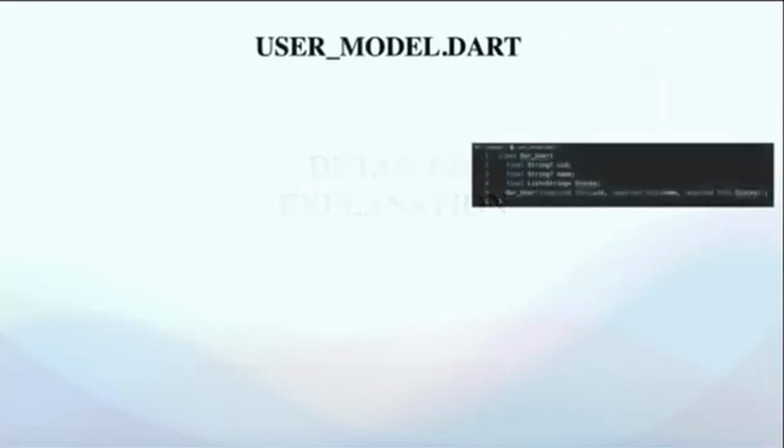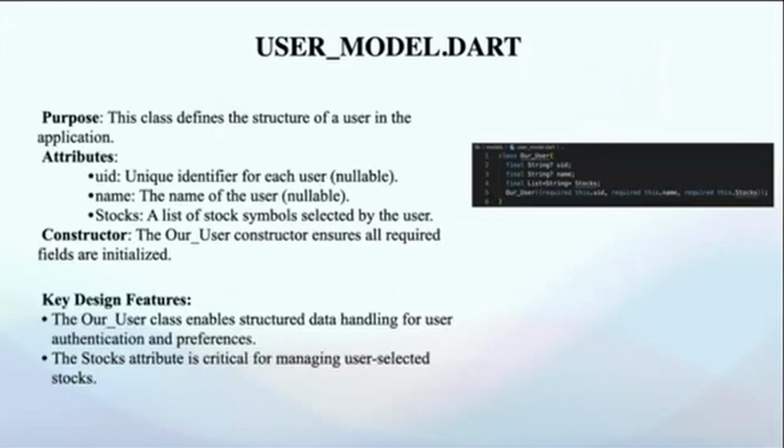For the detailed explanation, initially we have a user model which has ID, name, and stocks. These are the initial models that we have been using. The purpose of this class is to define the structure, and the constructor ensures all required fields are initialized. The key design feature is that the class enables structured data handling for authentication and preferences, and the stocks attribute is critical for managing user-selected stocks.